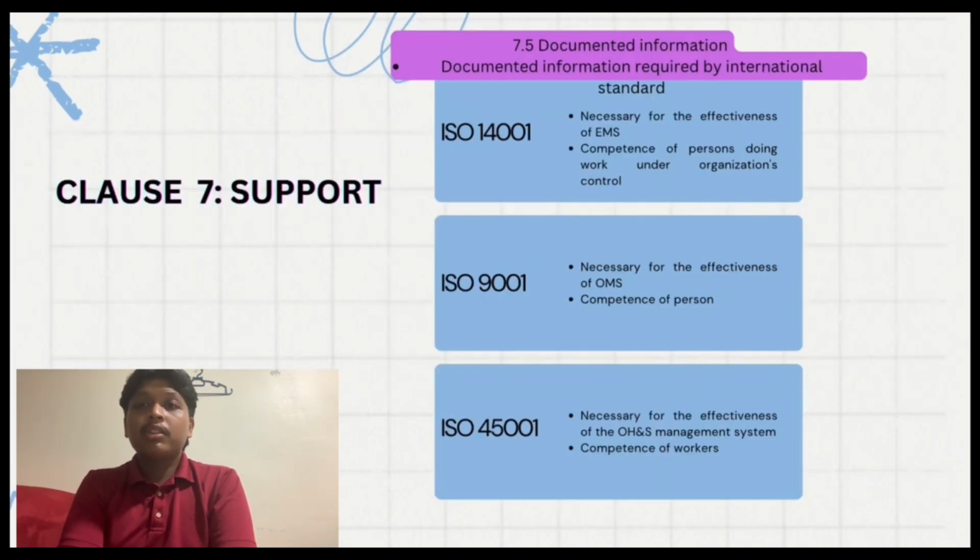For the last subclause of clause 7, which is 7.5, documented information, for ISO 14001 it is necessary for the effectiveness of the EMS and competence of persons doing work under the organization's control. ISO 9001 is necessary for the effectiveness of the QMS and competence of persons, and for ISO 45001 it is necessary for the effectiveness of the OSH management system and competence of workers.